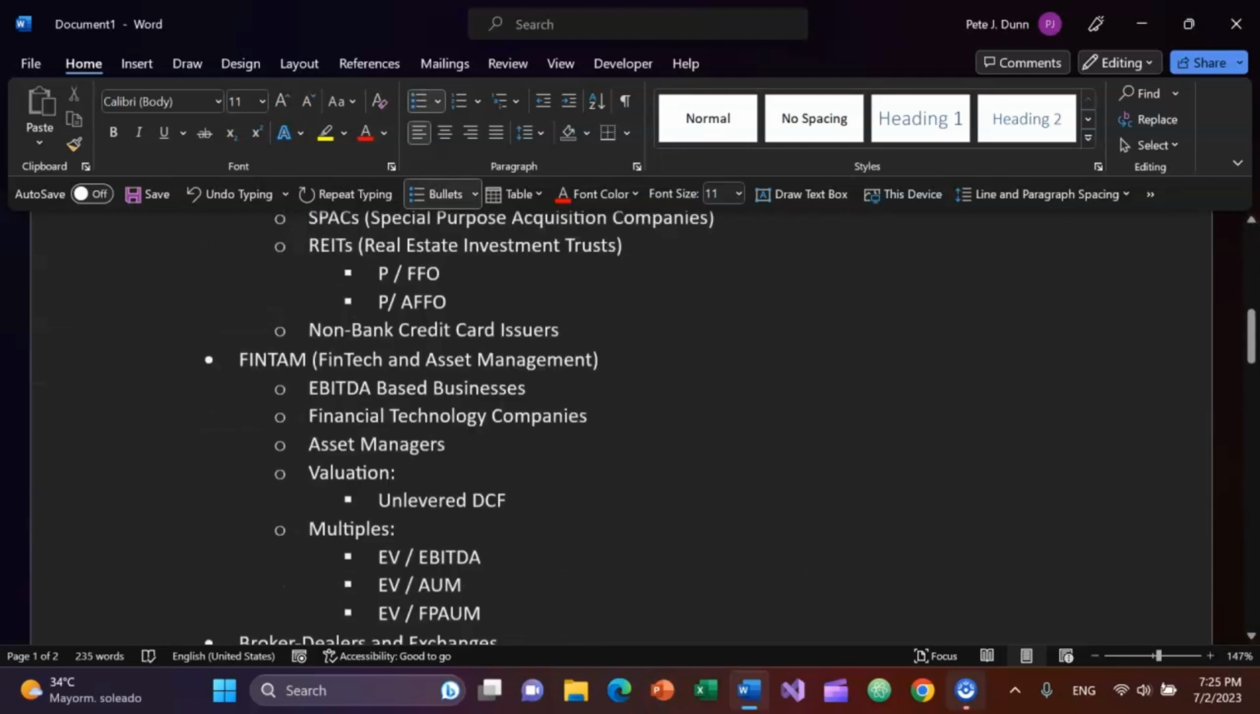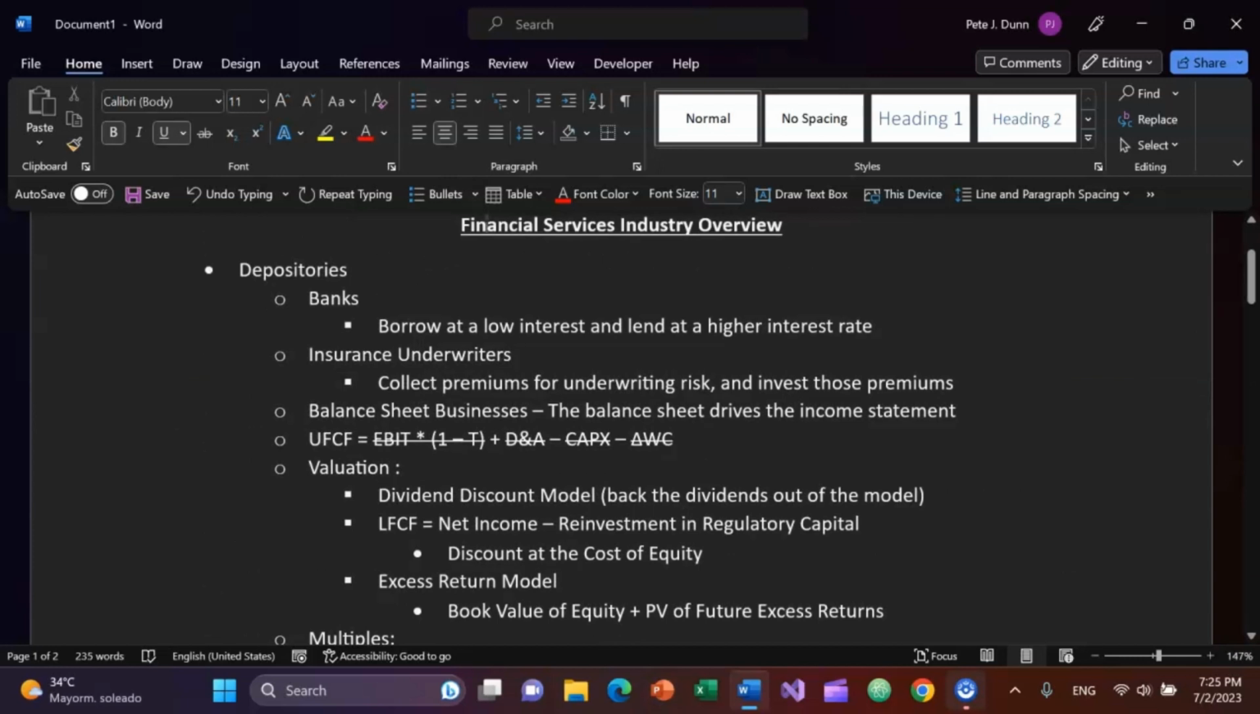So these are sort of the four buckets of the financial services industry, the four verticals: depositories, specialty finance, fintech and asset management, which is abbreviated as FinTAM, and then the broker-dealers and exchanges. The most unique from a valuation perspective is depositories, and the group that's most like normal businesses is your FinTAM, your fintech and asset management. Take this knowledge into the marketplace to be a better investor and better understand the financial services industry.